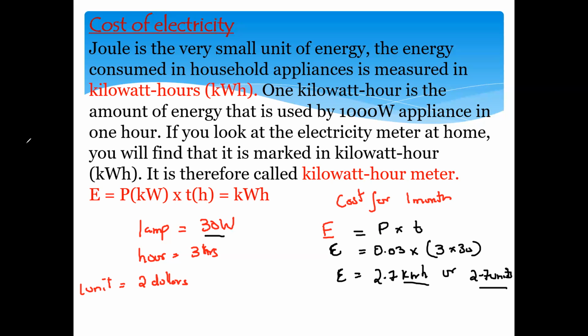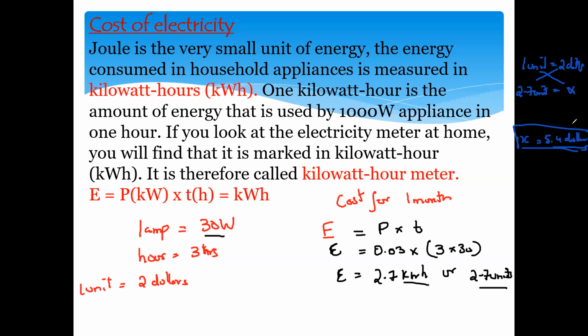So how to work it out? You can simply use a ratio. If 1 unit costs $2, then if you are consuming 2.7 units, how much will it cost? X. Cross multiply. So 2.7 multiplied by 2 equals $5.4. So this use of the lamp will cost you $5.4 a month.